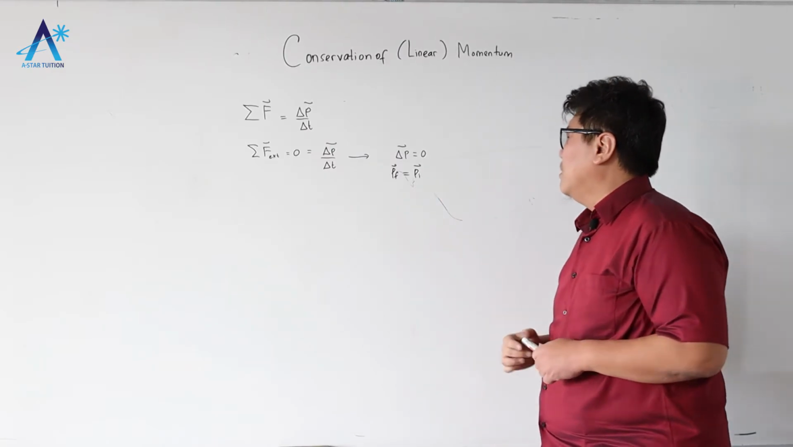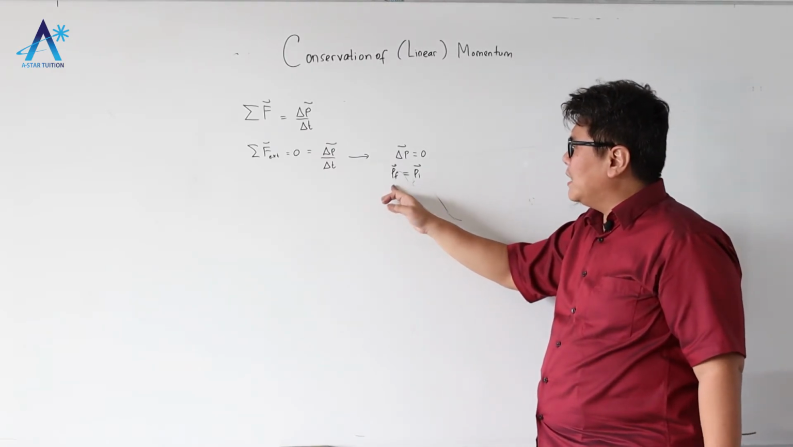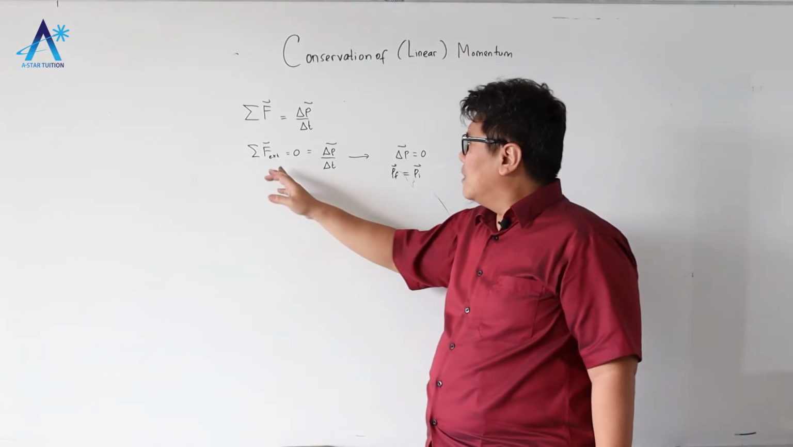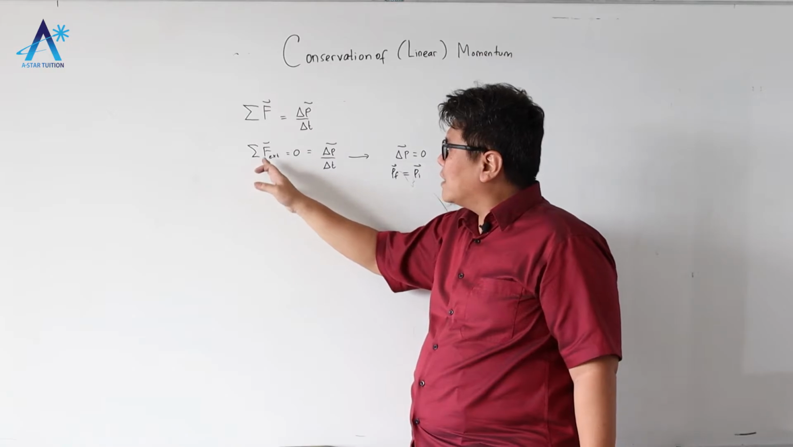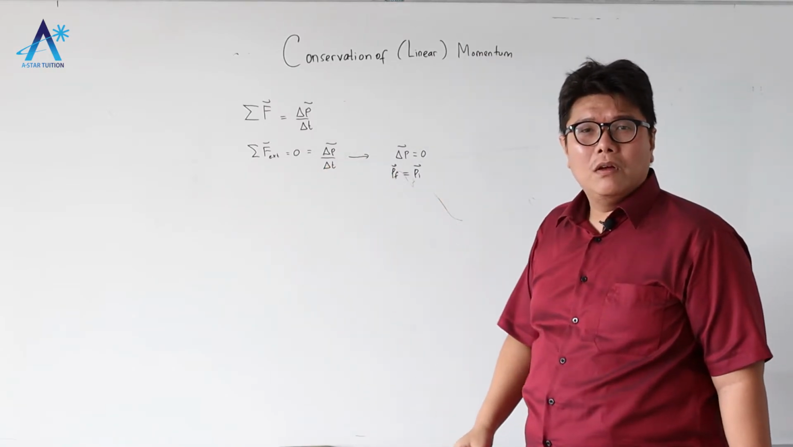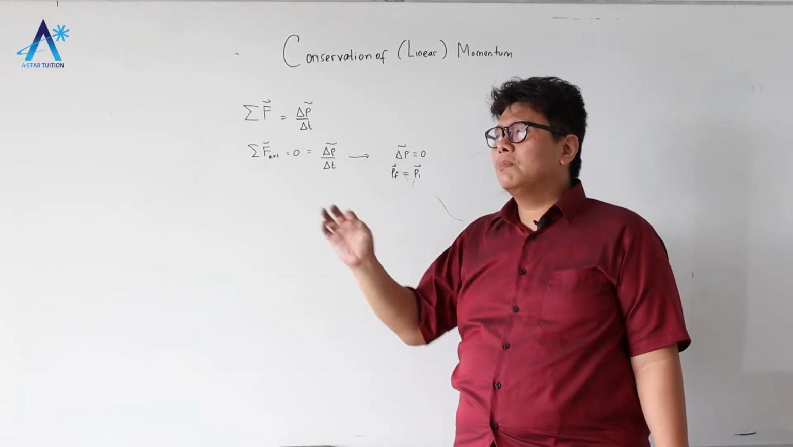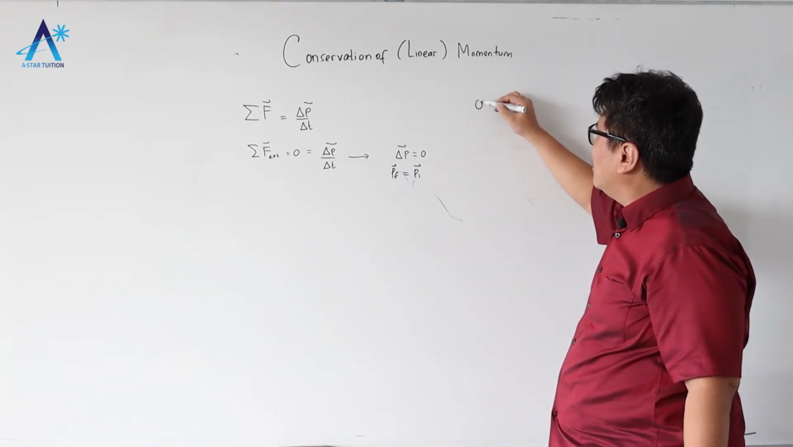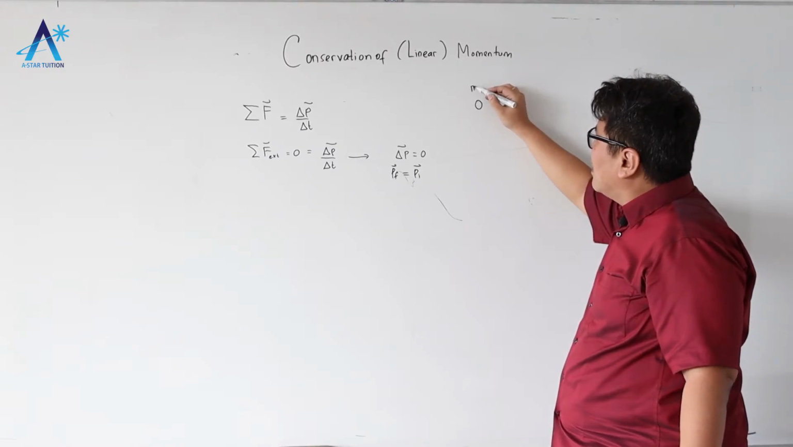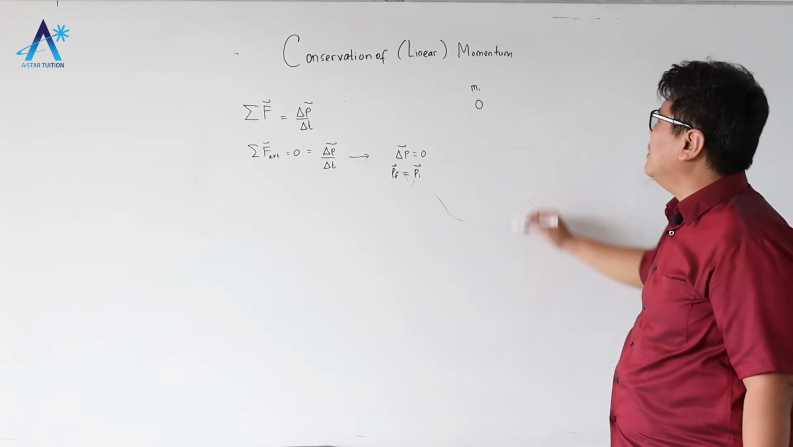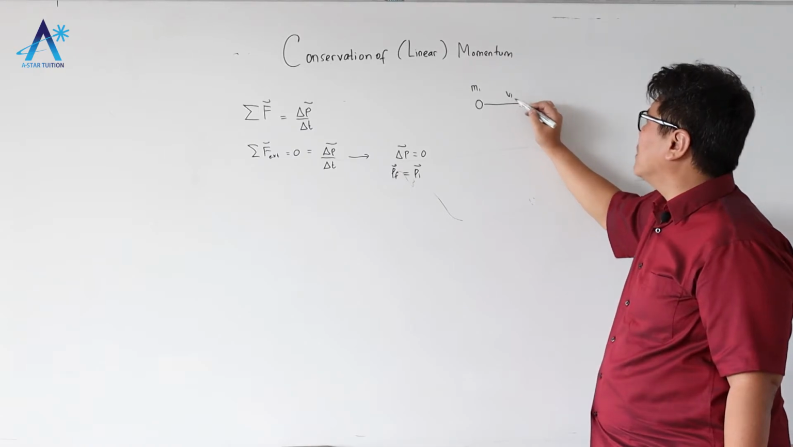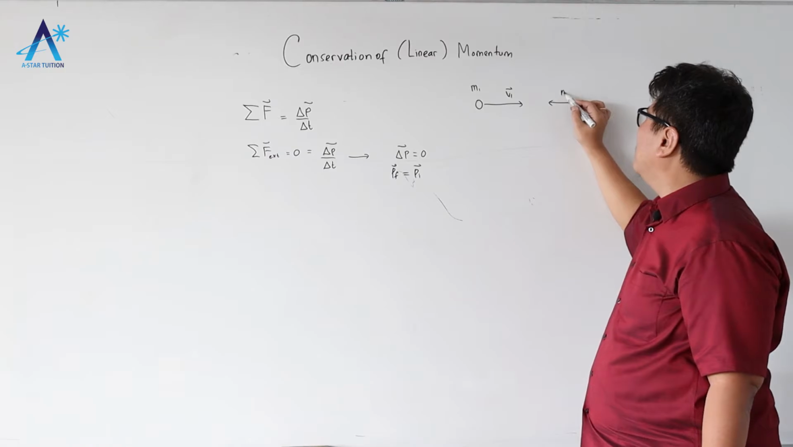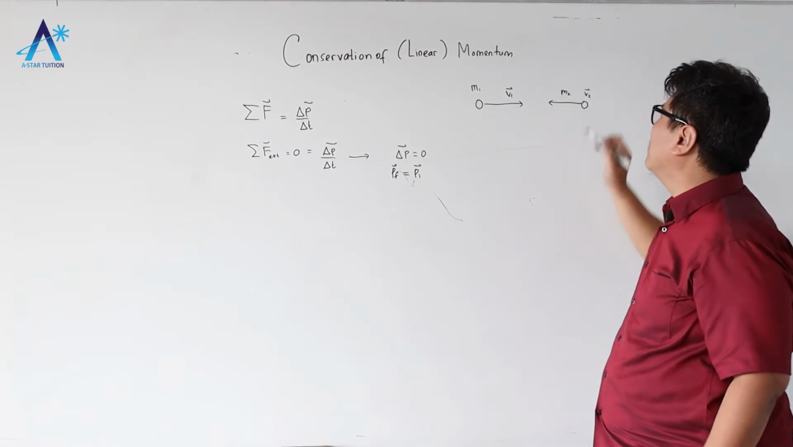So the final momentum is equal to the initial momentum. Now this can only happen if the resultant external force on a system is 0. Now, when you have a system of only one particle, and the one particle... let's look at this situation. So this is one particle with mass m1 moving with velocity v1, and another particle m2 moving with velocity v2.